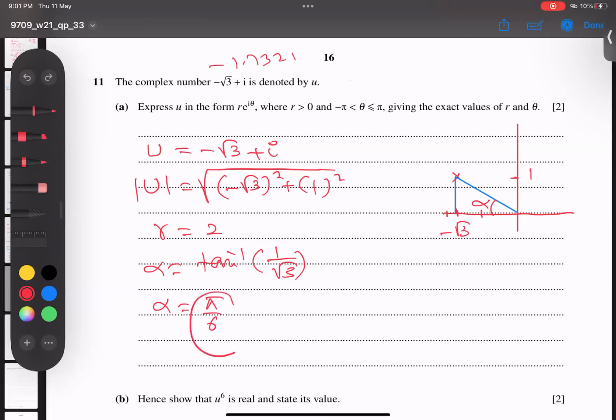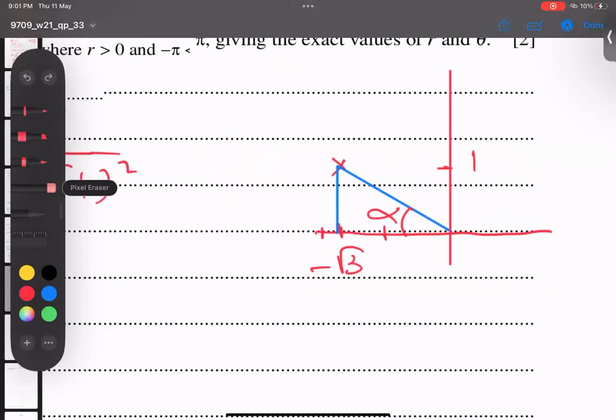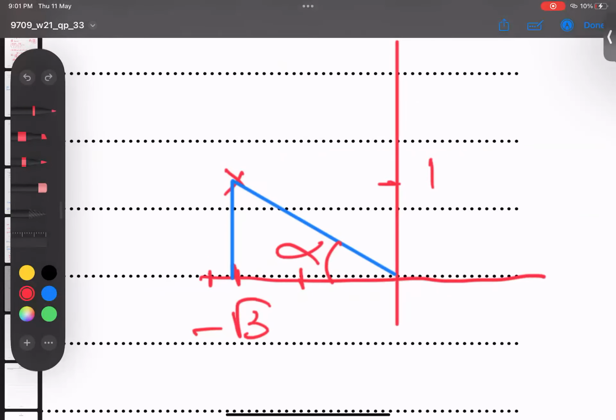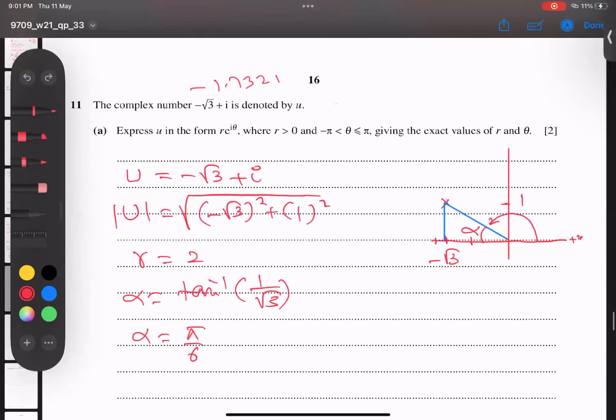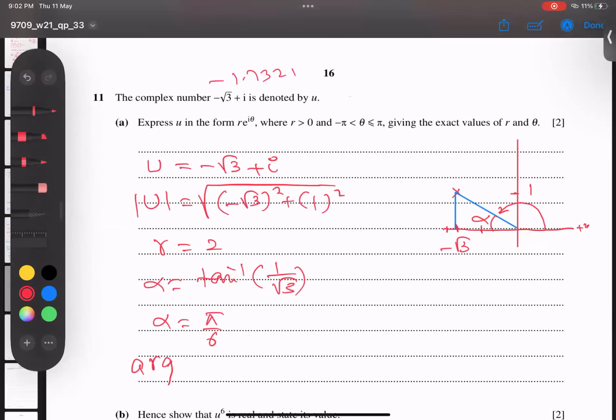But hold on, this is not our answer. Whenever we talk about argument, we have to start from the positive x axis. This is a rule. Some students think this is the argument. No, this is not the argument. It's the principal angle actually. So what is the argument, students? The argument of u is pi minus pi by 6, so 5 pi by 6.